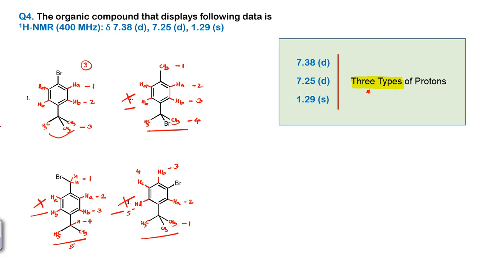This is not correct. So our expected answer has to be option 1, and it is getting fitted that these three CH3s will give a singlet, and this will correspond to the 1.29 singlet. And out of the two, HA and HB protons, HA protons will give a doublet with the HB, and HB protons will give a doublet with the HA protons. So this data is matching with the expected pattern of these three types of protons, and option 1 will be the correct answer for this question.